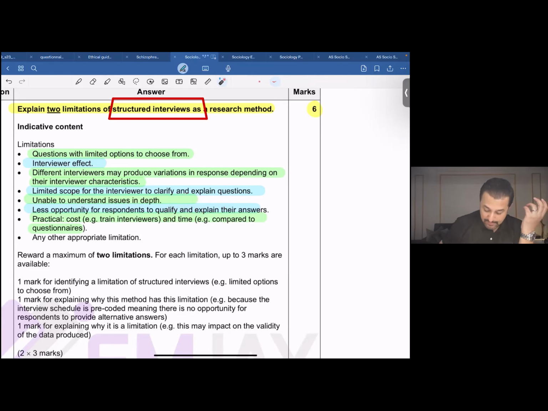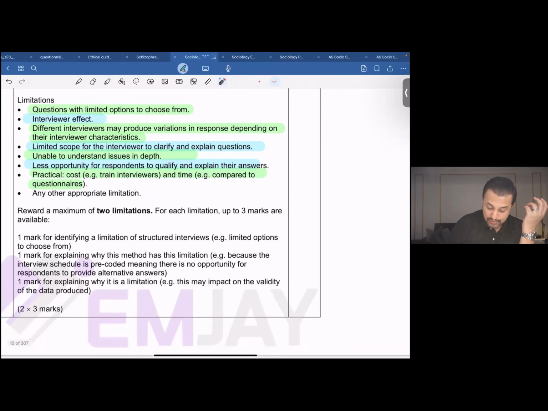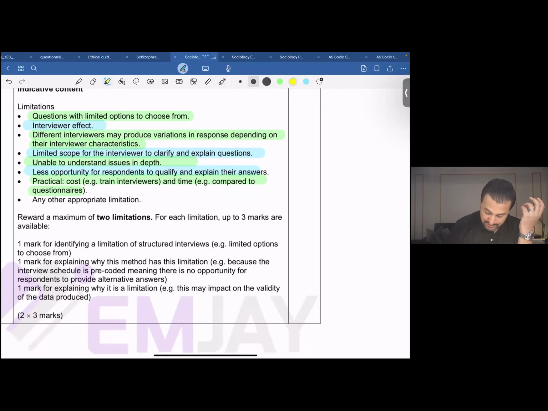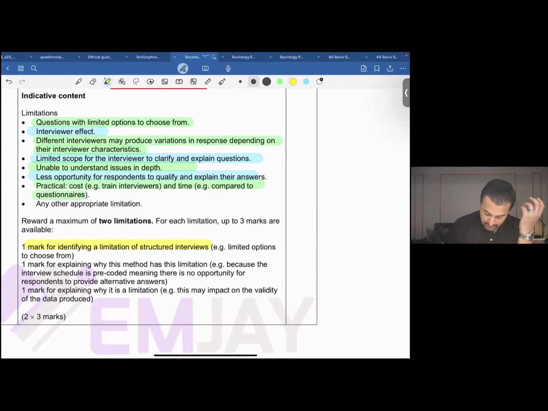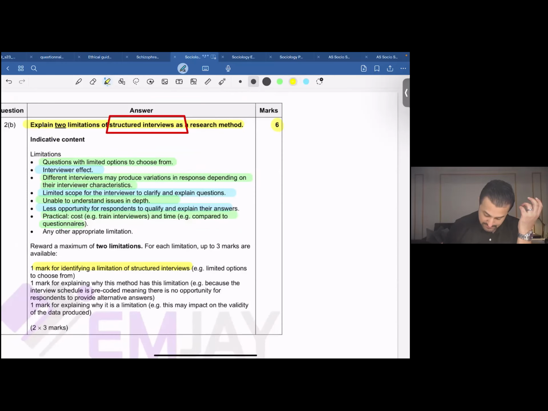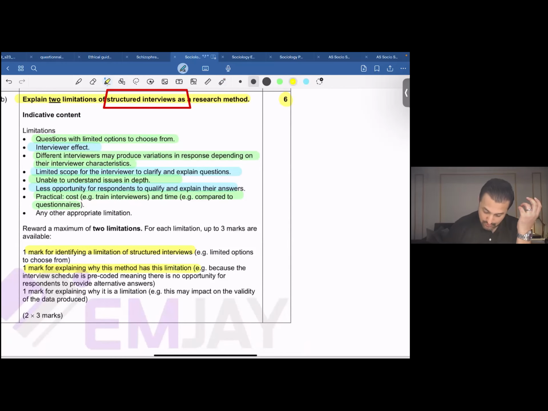So you could use any other limitations as well; reward a maximum of 2 limitations. What is the criteria to score? Full marks, this is the criteria. Here you go for a 6 marker. Since there are 2 limitations that you've been asked for, you expect to grab 3 marks for each. This is an example of how you could possibly do that.